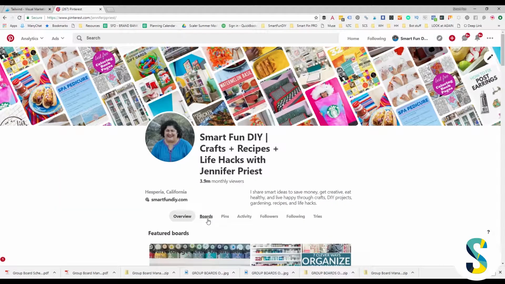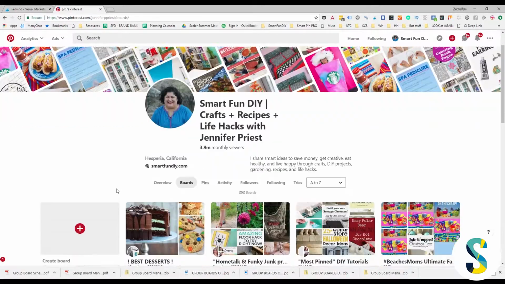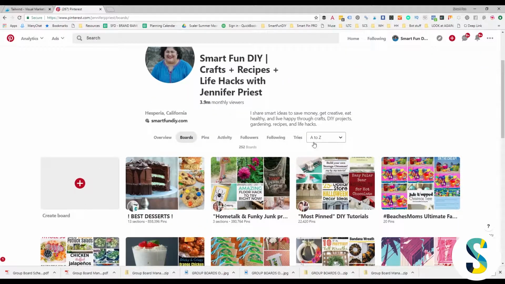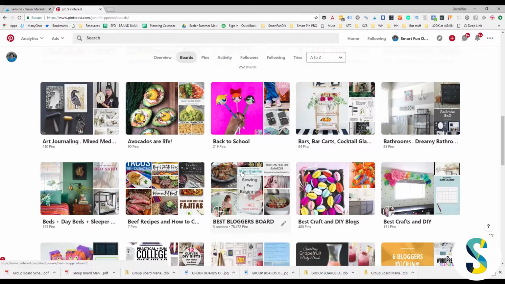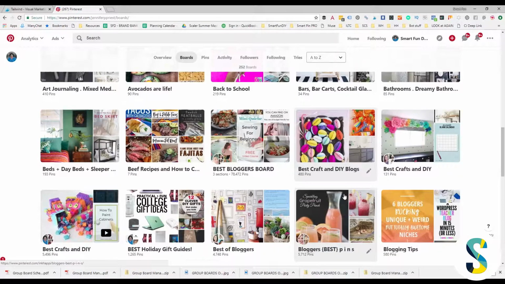The first thing you're going to do is head over to Pinterest and click on the Boards tab from your profile. Now from here it's going to load all of your boards. You can sort them A to Z, and your group boards are going to be mixed in with your regular boards. So how do you tell the difference between a group board and a regular board?